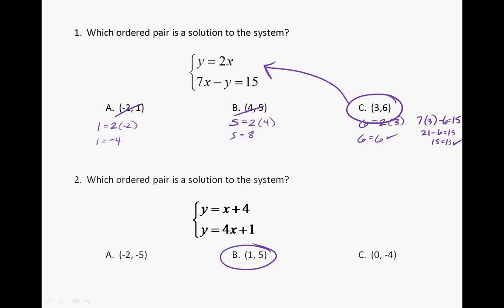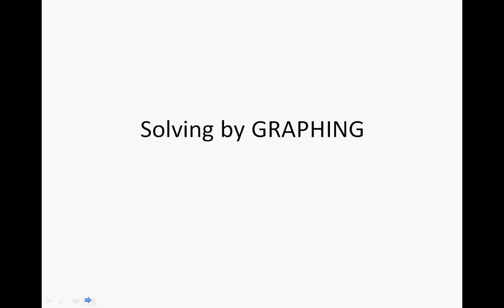So one way to find a solution is to just try multiple pairs of x-y combinations, but let me tell you, it's going to take you a long time. There are actually some really efficient ways to solve systems or find those ordered pairs that are solutions to them. There's actually multiple ways. We're going to spend today focusing on just one way. It's called solving by graphing. In order to do this, you graph both equations.